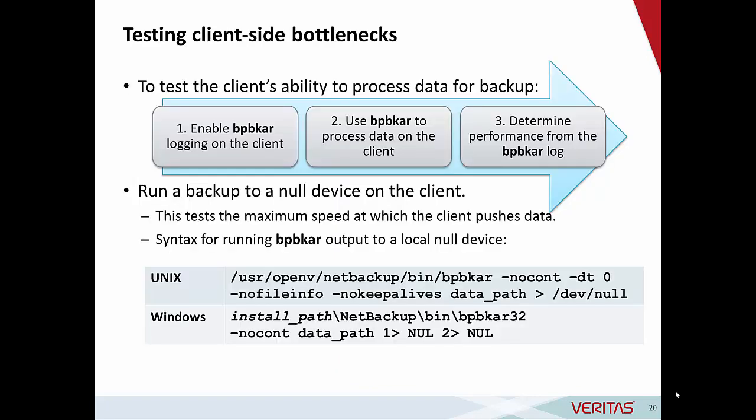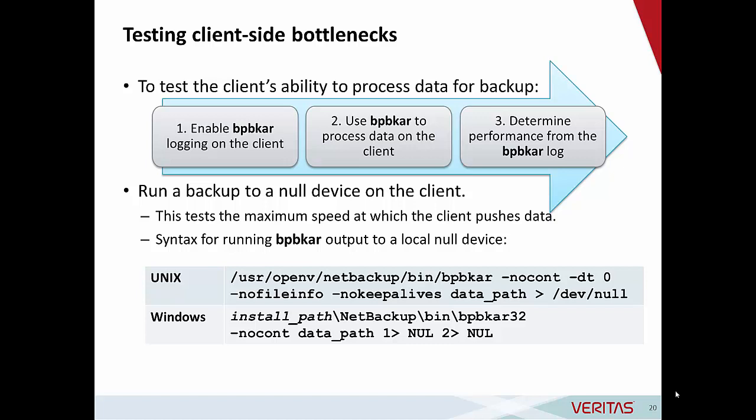Let's say that during our data collection, we're seeing a lot of waits and delays on the consumer's log, meaning that we think the problem is on the client side. So one way to test for client-side bottlenecks, to try to narrow it down to see if it is the host itself, or the network, or some issue that's resulting in slow backups, is to establish our client's maximum ability to process backup data.